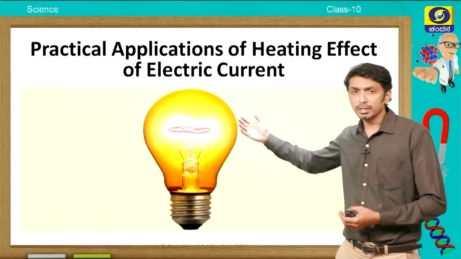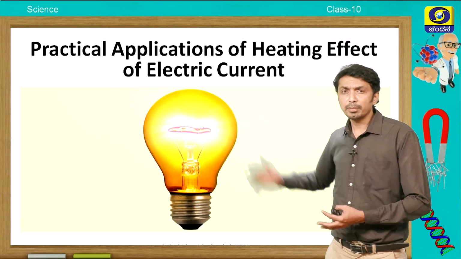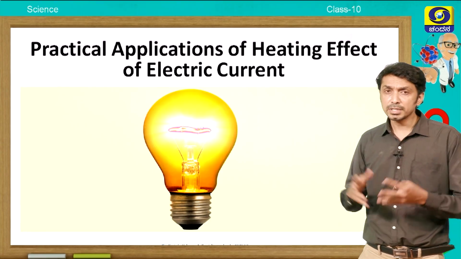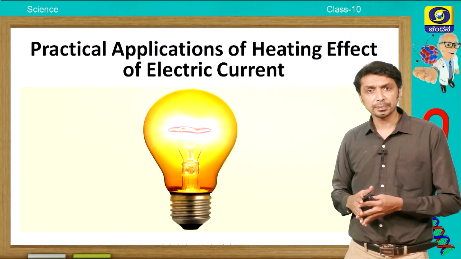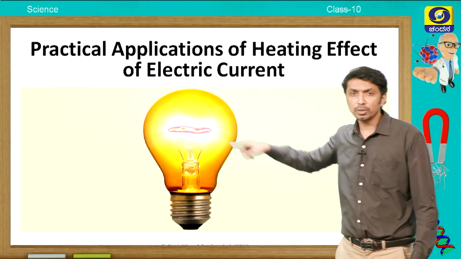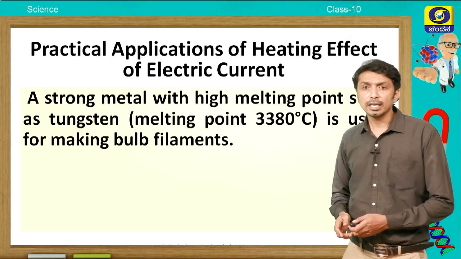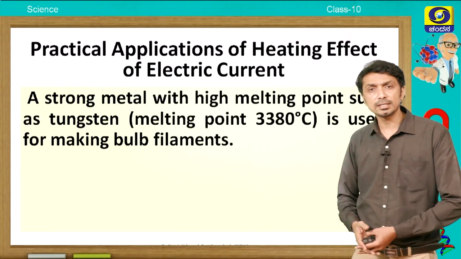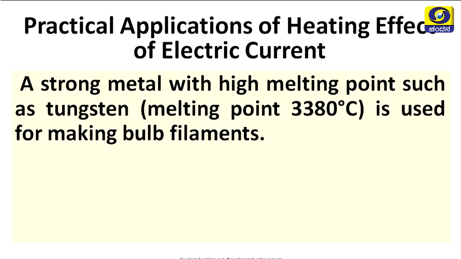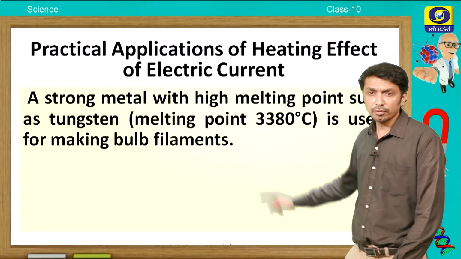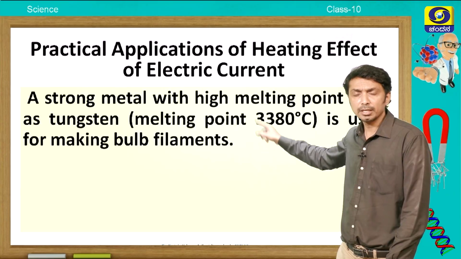And children, you know this bulb also functions on the heating effect of electricity. Which is the part in the bulb which gets heated up? Yes, you are right, it is the filament. And you must be knowing that the filament has a very high melting point, that is 3380 degrees Celsius. So, they use metals which have a high melting point because we do not want the filament to melt very easily. Therefore, the melting point should be higher in a filament bulb.